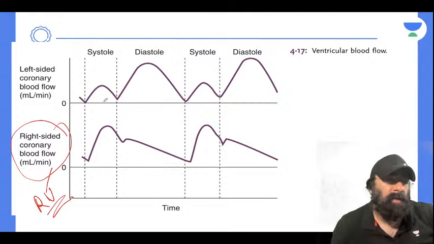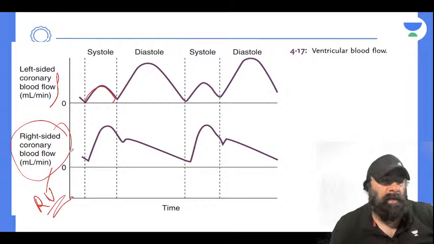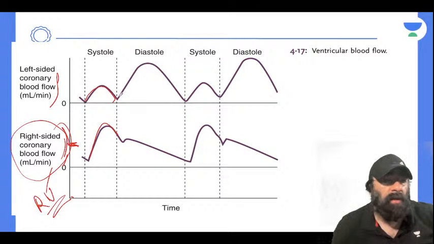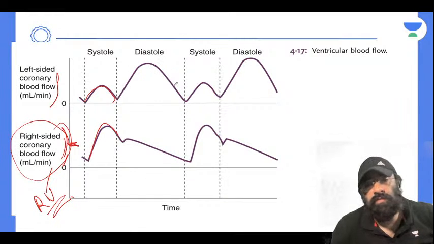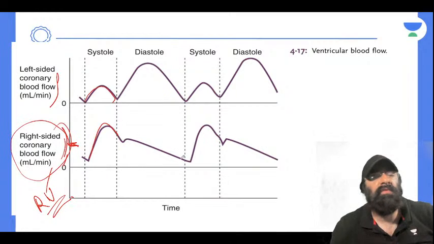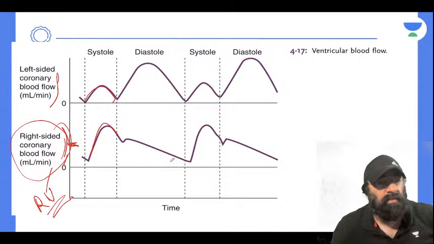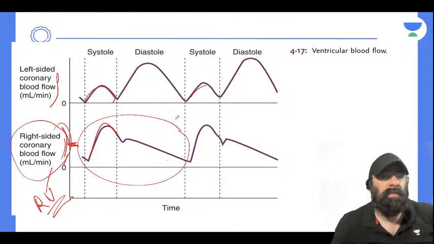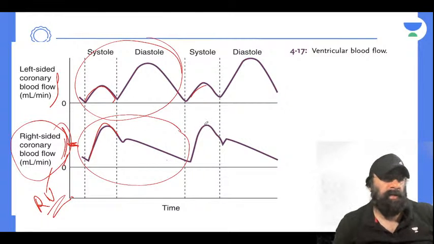Therefore, see here, during systole left-sided coronary blood flow is less, but right-sided coronary blood flow is more. You see the comparison. And during diastole, left-sided coronary blood flow is much more, but right-sided coronary blood flow is less rather. Okay? And then again during systole, the same thing happens. So this is an important pattern which you need to understand.